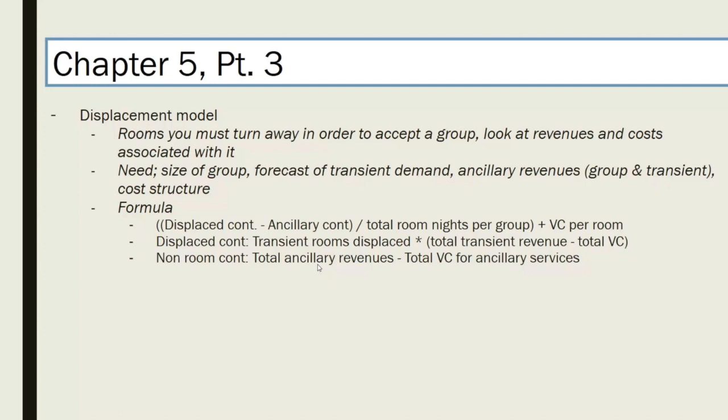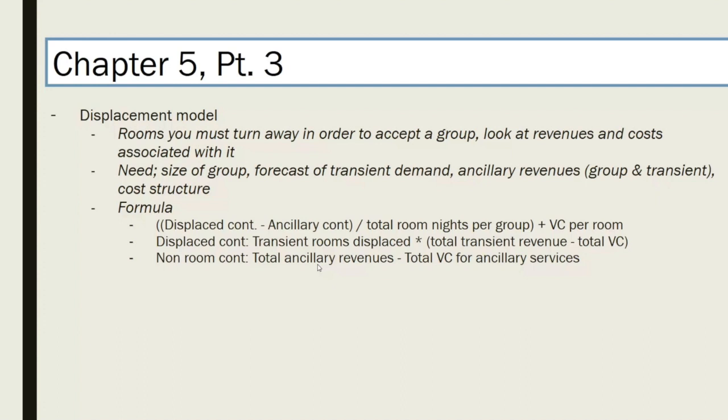The displaced contribution, the way you do it is you take the number of transient rooms displaced and multiply by the profit per room in terms of transient guests. To do that, you take the total transient revenue and remove the variable cost. So you have transient rooms displaced multiplied by the contribution. And for the non-room contribution, from the group's perspective, you take the total ancillary revenues and subtract the total variable cost for ancillary services.